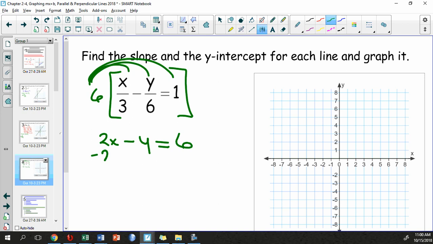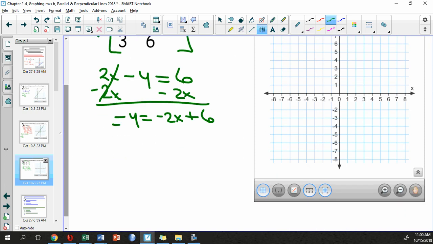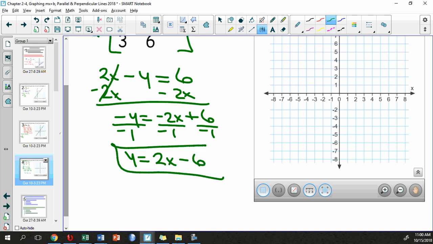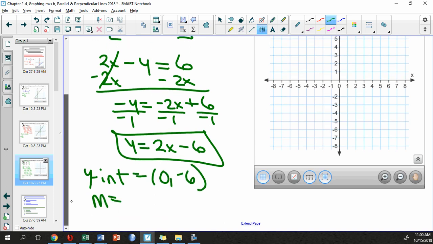Subtract 2x. Negative y is equal to negative 2x plus 6. Divide each and every term by negative 1 to give you y equals positive 2x minus 6. Correct? What is your y value? Your y-intercept is (0, -6). And what is your slope? 2 over 1. If it's not a fraction, turn it into a fraction.